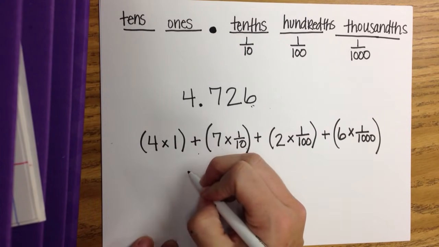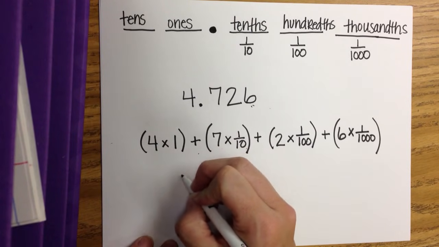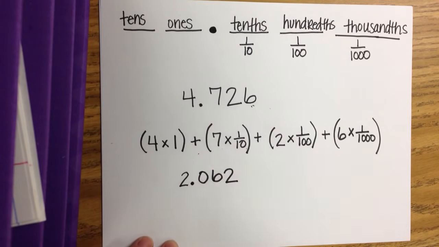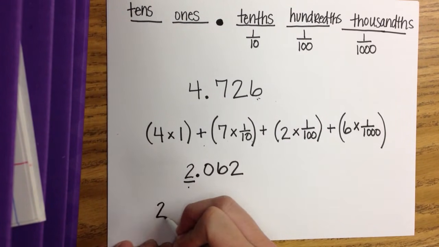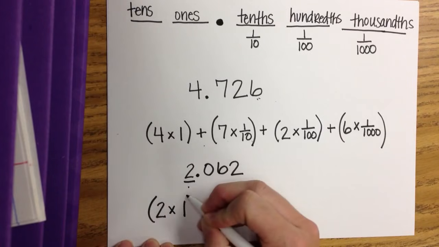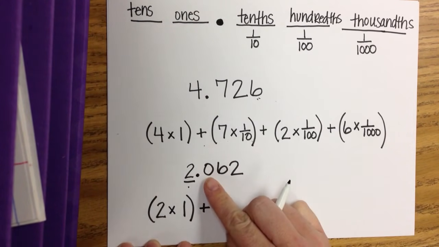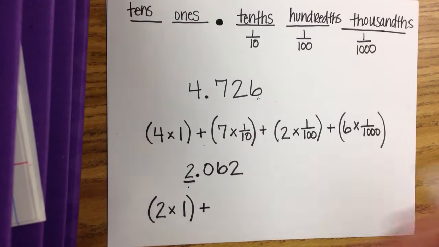If we have a number where there is a 0 as a placeholder, for example, if we had the number 2 and 62 thousandths, we still do the same thing. Because there's a 2 in the ones place, it's 2 times 1, plus there's a 0 in the tenths place. So 0 times anything is 0, and it just holds the place value. It doesn't have a value, so we don't need to include it in our expanded form.